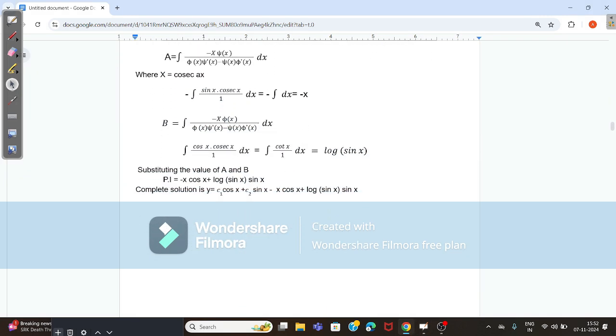Substituting the values of a and b, the particular integral is minus x cos x plus log of sin x into sin x. This is the PI value. We have the form a phi of x plus b psi of x, so substituting phi of x here and psi of x here, the complete solution is y is equal to c1 cos x plus c2 sin x minus x cos x plus log of sin x into sin x.